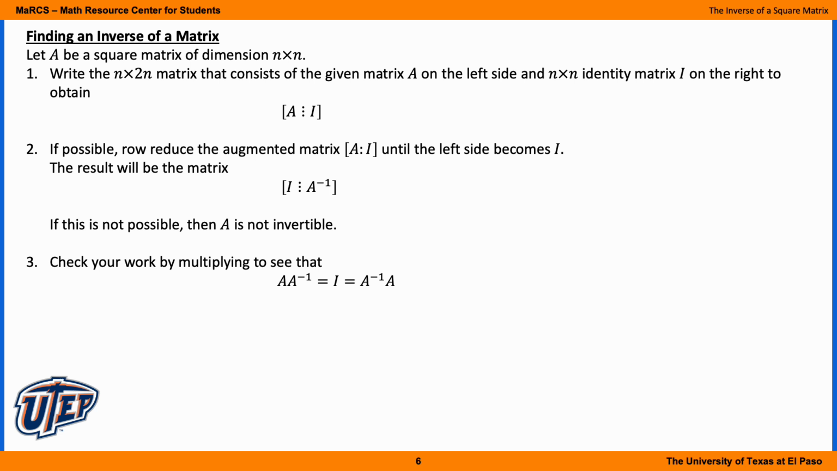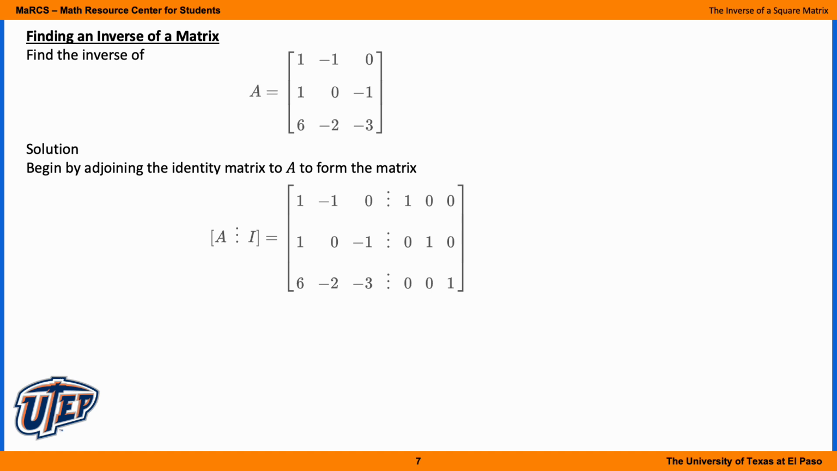Now we check our work by multiplying to see that A times its inverse is equal to the identity, and the inverse of A times A should also be equal to the identity. Here's the process that we just described with the example of A being a 3x3 matrix with the following entries: 1, -1, 0, 1, 0, -1, 6, -2, and -3.